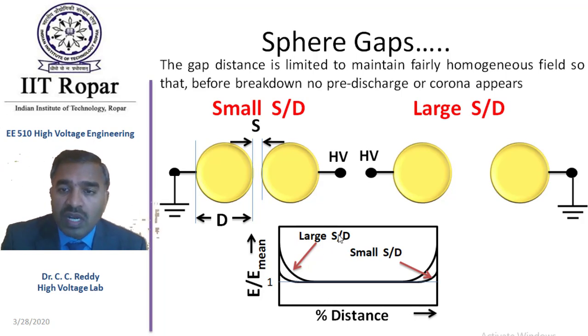Now you can see, for large s by d, the electric field is peaky near the spheres on both sides. This is a theoretical calculation. So here, the electric field is peaky. It is more than the average, and compared to small s by d, it is far higher than the average value. So in this type of gap, the electric field is not homogeneous. So only small s by d. So there is a limitation on the s by d ratio. We have to keep it in such a way that the electric field is as uniform as possible.